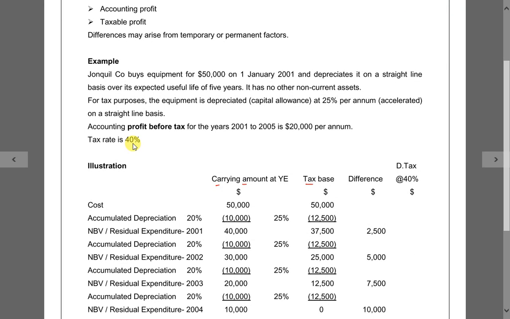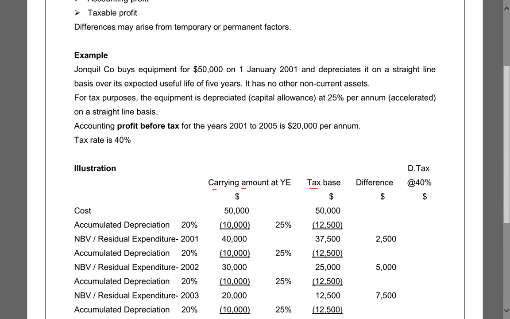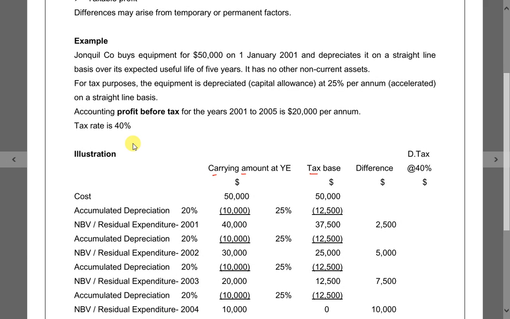So we use this example here. John Kill buys equipment 50,000 on the 1st January 21 and depreciates it on a straight line basis over its expected life of 5 years, means depreciation is 10,000. It has no other non-current asset. So in this example, take note, only one asset. No other asset, it's just one asset only.